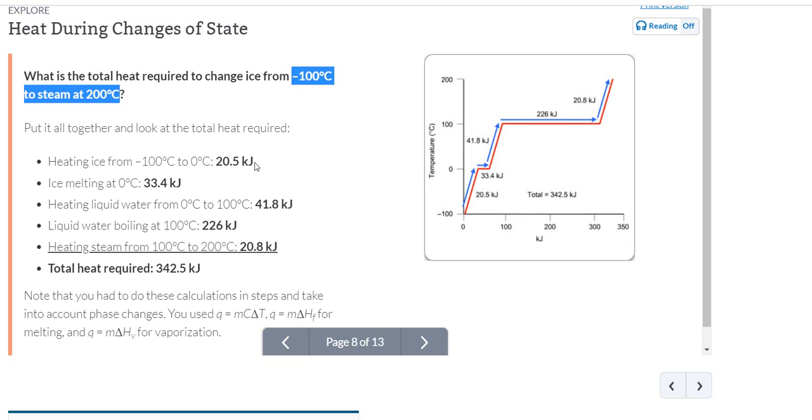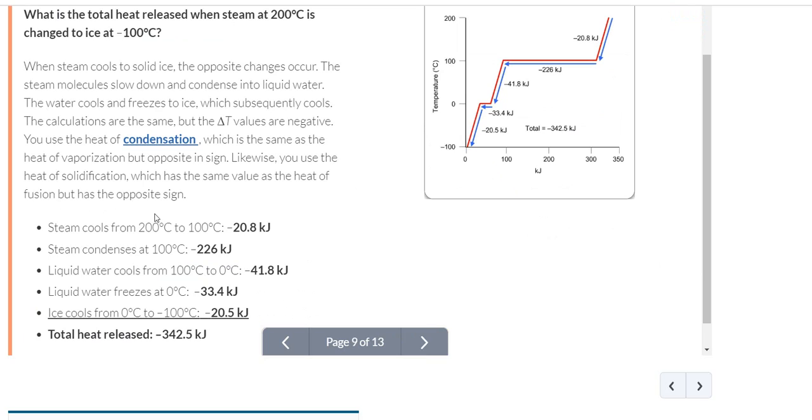So if you add up all of those different processes, the heating of the ice, melting, the heating of the liquid water, boiling, and the heating of the steam, if you add them all up, the total heat energy required to make this happen was 342.5 kilojoules.